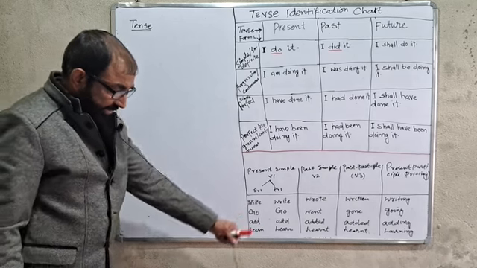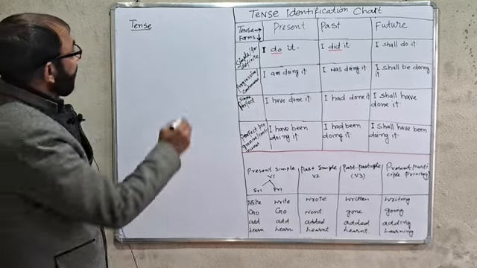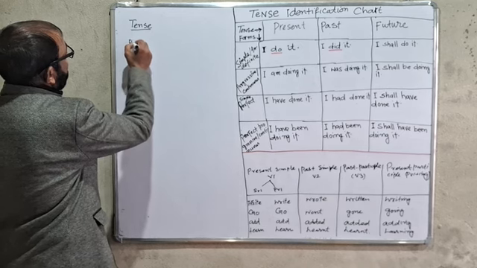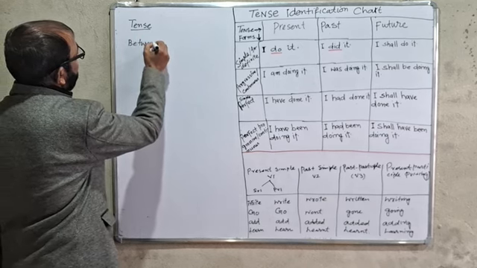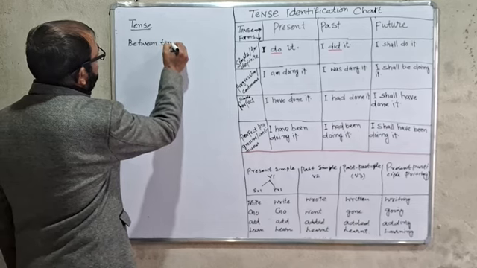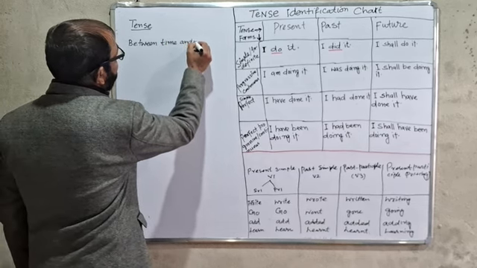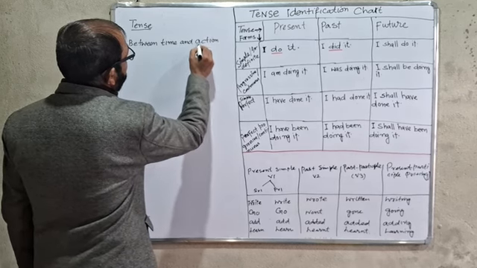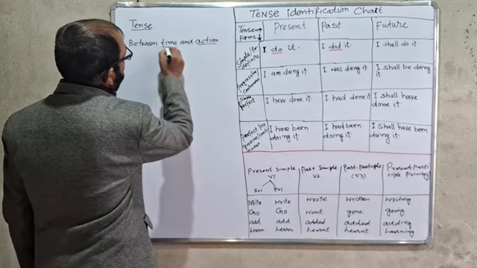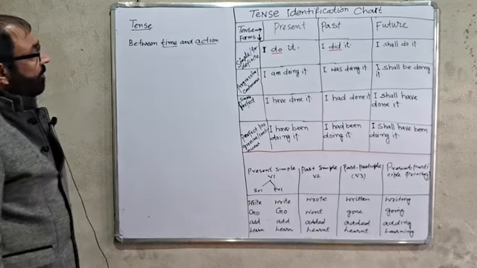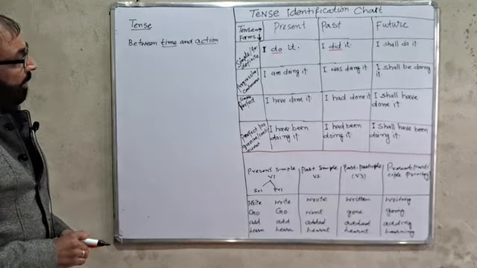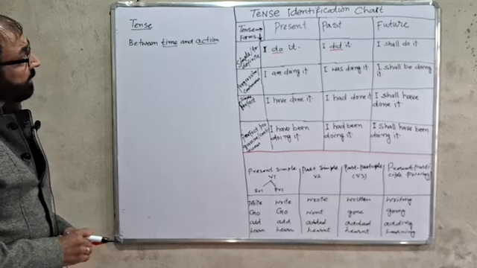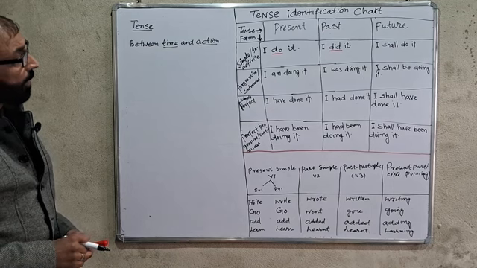First of all, let's try to understand what is tense. Tense simply means a relationship between time and action. Here I have written a tense identification chart for you.